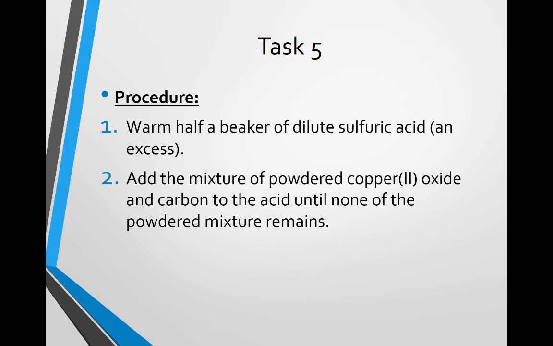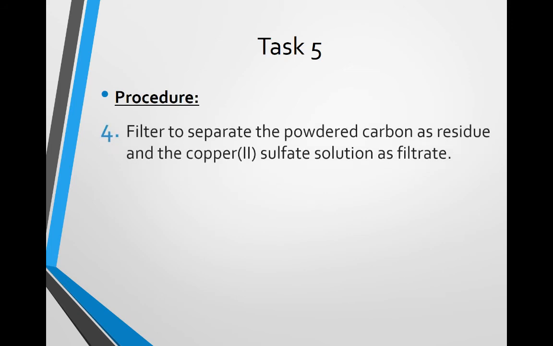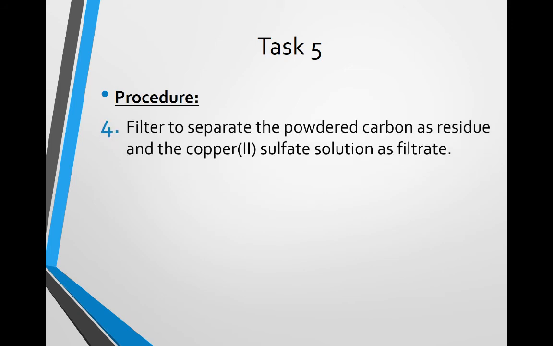Then, this mixture should be added to the acid until none of the powdered mixture remains. Now, perhaps I shouldn't have written that none of the powdered mixture remains, because some of the carbon will definitely remain unreacted. I will stir regularly, and stir well with a glass rod. And then this suspension will be separated using filter paper. All right. Therefore, I will get the residue, which is our powdered carbon, and copper 2 sulfate, the blue-colored solution, will appear as the filtrate.